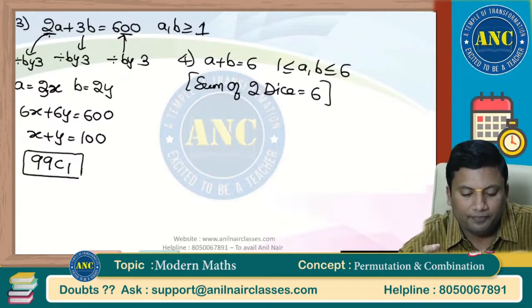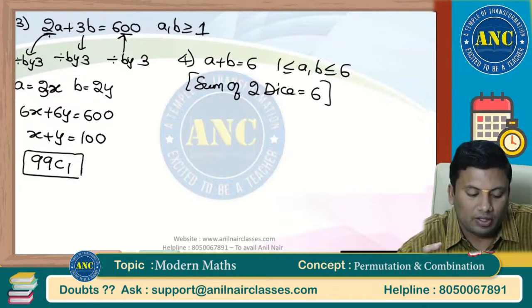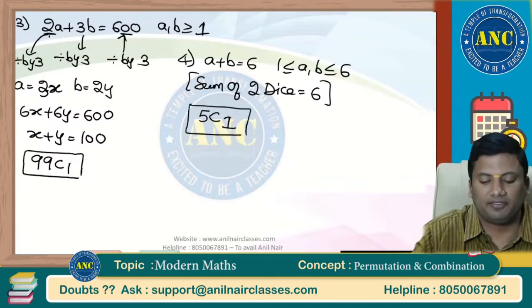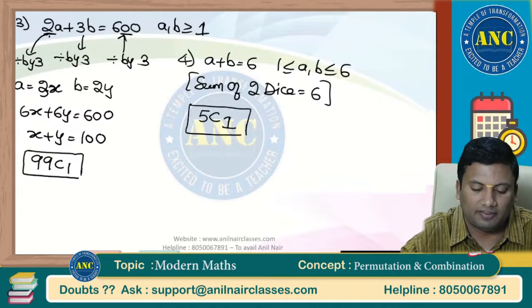Now see here. a + b = 6: 6 balls are there, there are 5 gaps, so out of 5, select 1. The answer is nothing but 5C1.